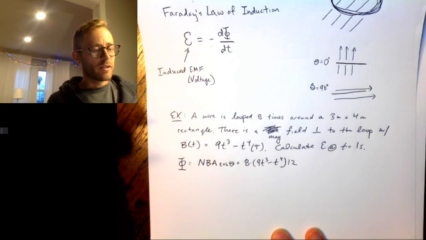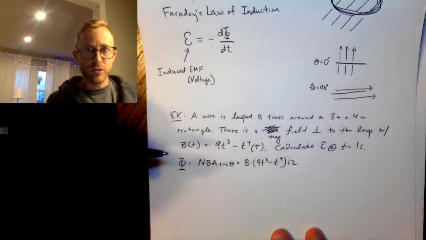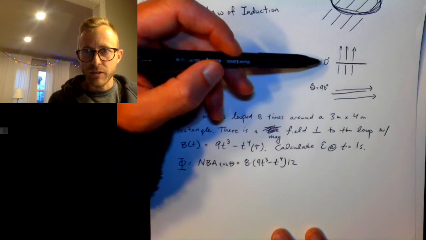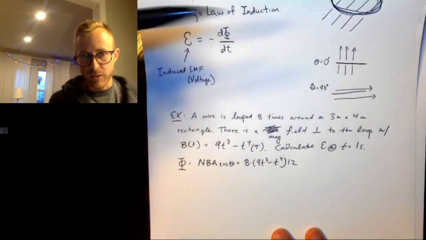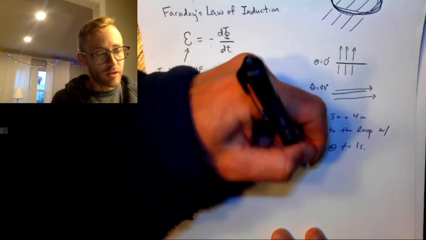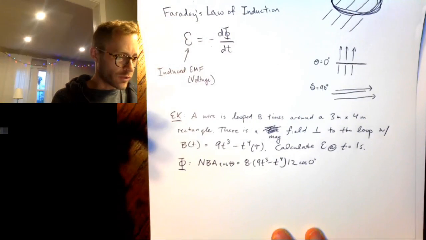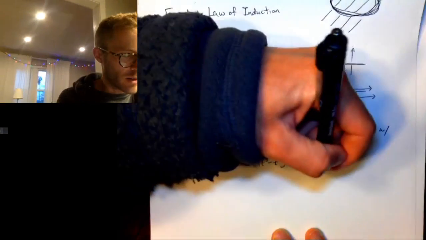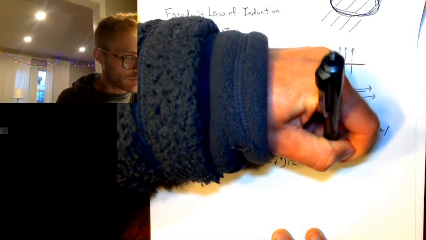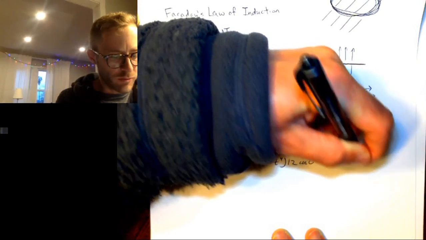And it says that the magnetic field is perpendicular to the loop. And so you can see from this drawing right here that perpendicular to the loop means that theta equals 0 degrees. So you have cosine of 0, which is 1. All right, so it looks like we have the flux is given by 96 times 9t cubed minus t to the 4th.